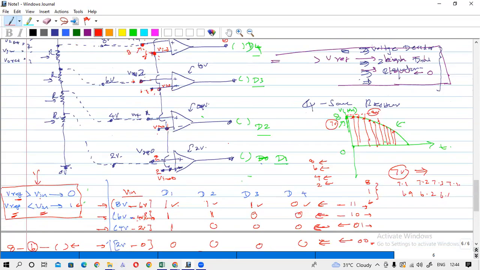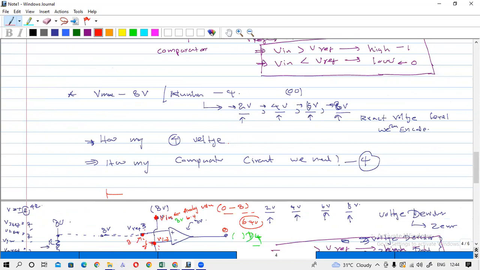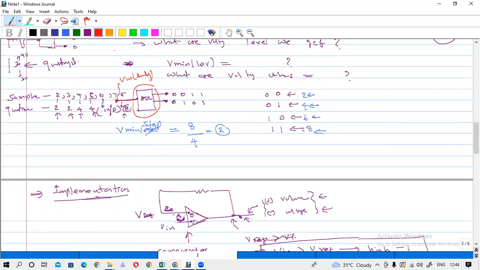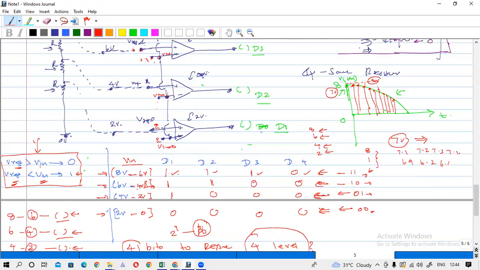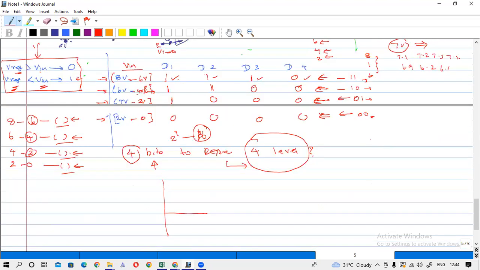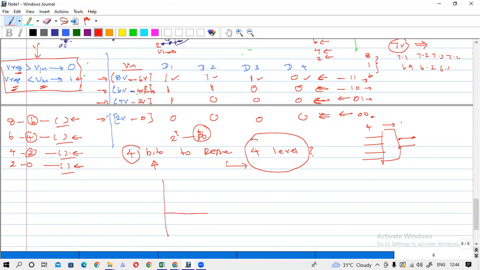2 bits, no? So that means it is a 2-bit resolution. So we are designing a 2-bit resolution. Now another part is that there are 4 levels, a 4-bit combination, and you have to convert them into 2 bits. So here you need a 4 to 2 mapping circuit.